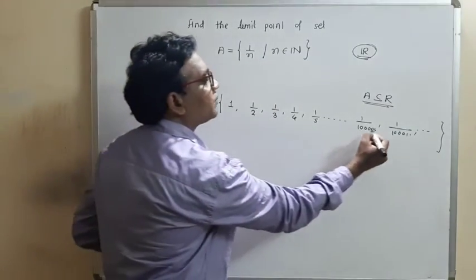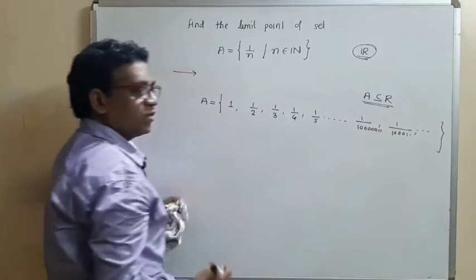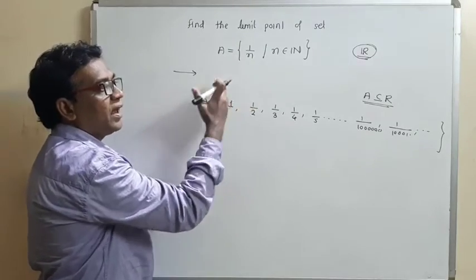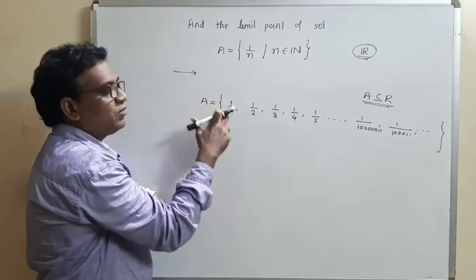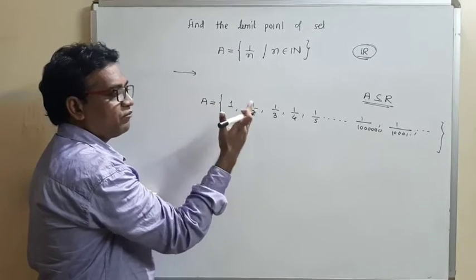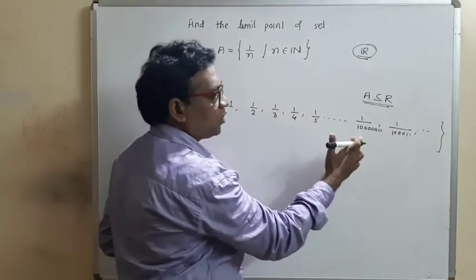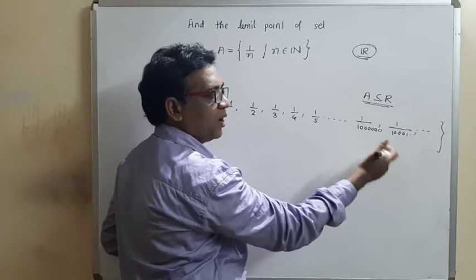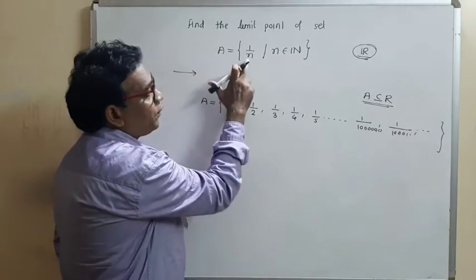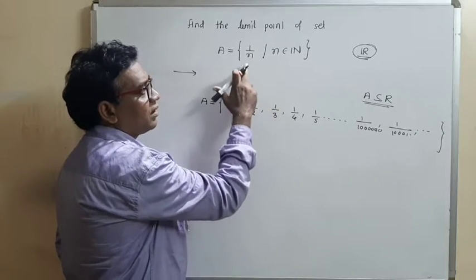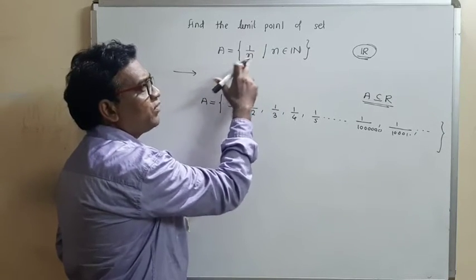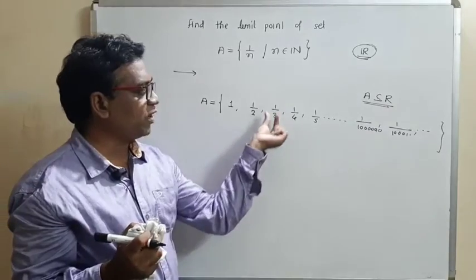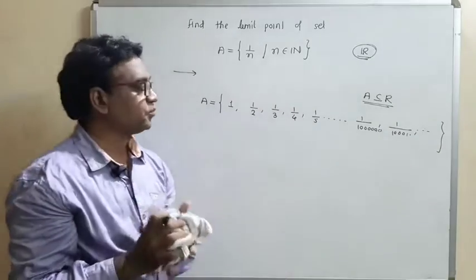Now see what the given set is. A is the set of all 1 upon n, where n is a natural number. If we put n equal to 1, the set is 1, 1 half, 1 upon 3, 1 by 4, 1 by 5, and so on. This is 1 upon 10 lakh, and the next points are 1 upon 10 lakh 1, 1 upon 10 lakh 2, and so on. If we take n equal to infinity, then 1 upon infinity equals 0, but 0 is not a point of the given set.